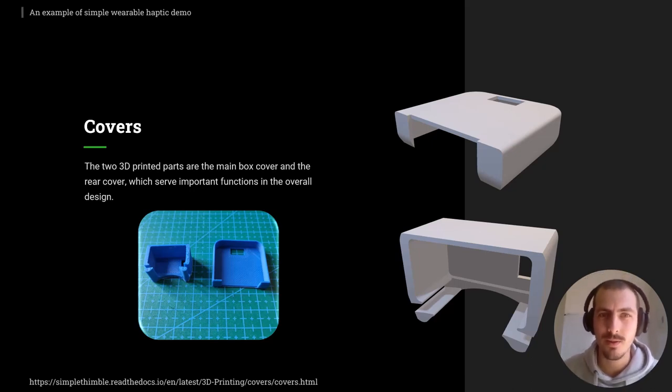Secondly, the rear cover hosts the Velcro strip that is used to secure the thimble finger. This allows for easy and comfortable use of the thimble, ensuring that it remains securely attached to the finger throughout the use.